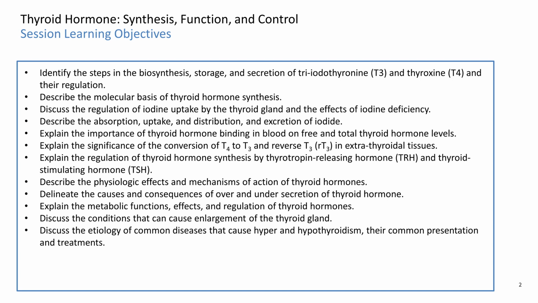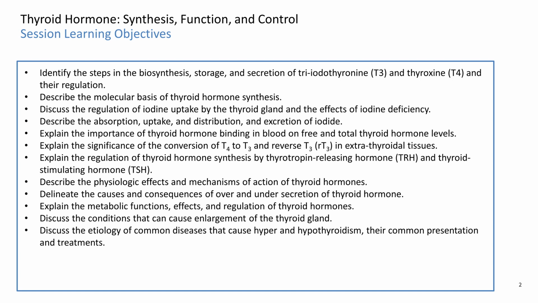Explain the importance of thyroid hormone binding in blood on free and total thyroid hormone levels. Explain the significance of conversion of T4 to T3 and reverse T3, also known as RT3, in extrathyroidal tissues. Explain the regulation of thyroid hormone synthesis by thyrotropin-releasing hormone TRH and thyroid-stimulating hormone TSH. Describe the physiological effects and mechanisms of action of thyroid hormones.